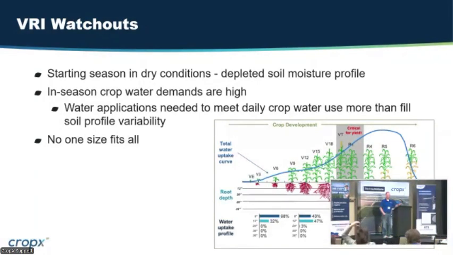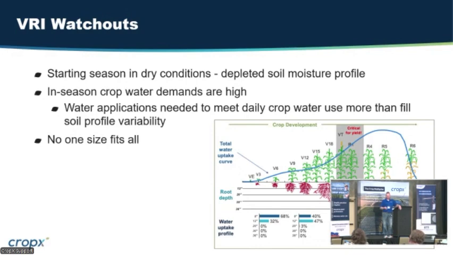When we first got started, VRI was really humming. It was really working. We had wet springs, wet falls. We were seeing the immediate impact for the first couple seasons. Then we went into a drought. We went into a drought for 2 years. Well, the growers were so excited, they kept running those VRI prescriptions coming into those drought years.